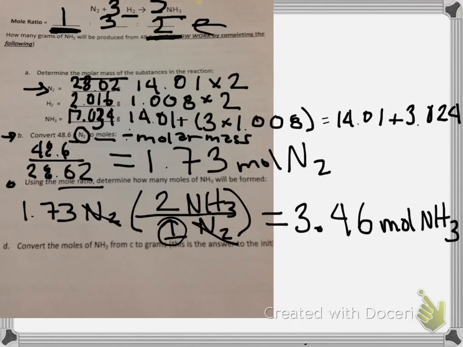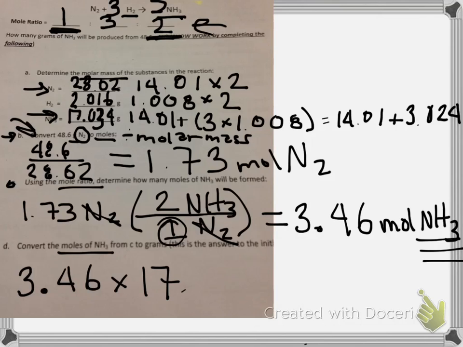Okay, last step is now moles to grams. So when I did grams to moles, I divided by molar mass. So when I do moles to grams, I'm going to multiply by molar mass. So I take 3.46 and I multiply by the molar mass of NH3, which if we come up here is 17.034. So I multiply those two numbers and I get about 12.